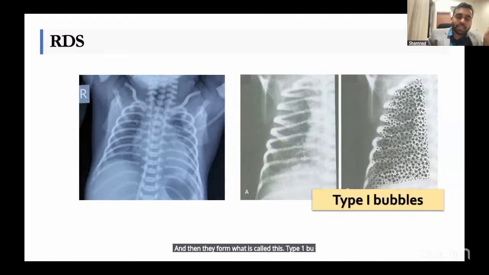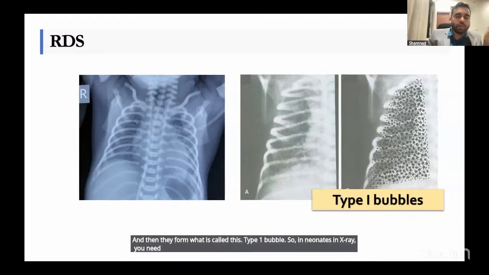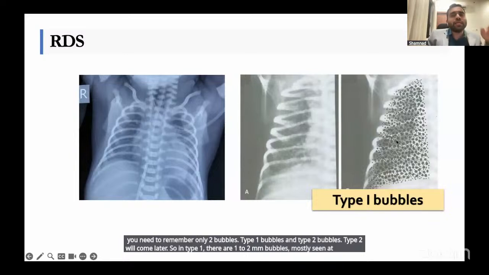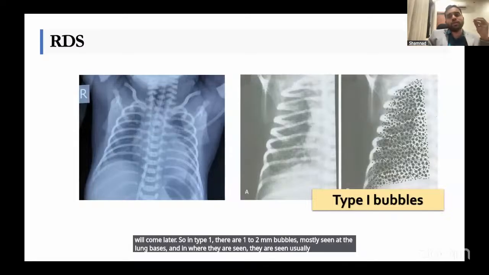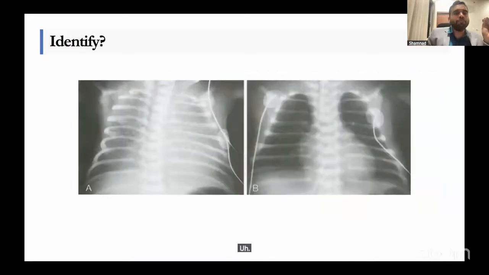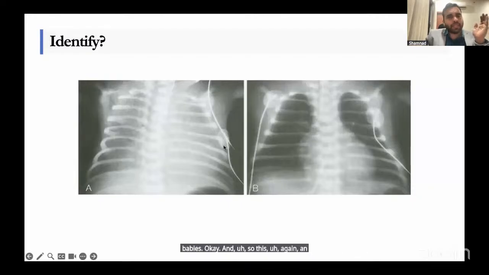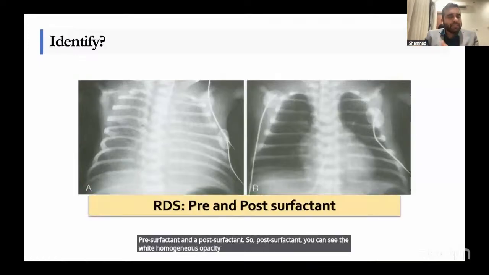So in neonates in X-ray, you need to remember only two bubbles, type 1 bubbles and type 2 bubbles. Type 2 will come later. So in type 1, there are 1 to 2 bubbles, mostly seen at the lung bases, and they are usually associated with RDS babies. Okay. And so this, again, an RDS X-ray, pre-surfactant and post-surfactant. So post-surfactant, you can see the white homogeneous opacity has cleared instantly.